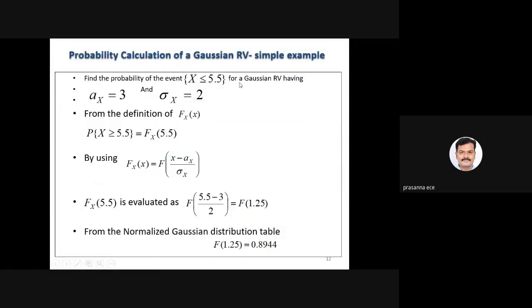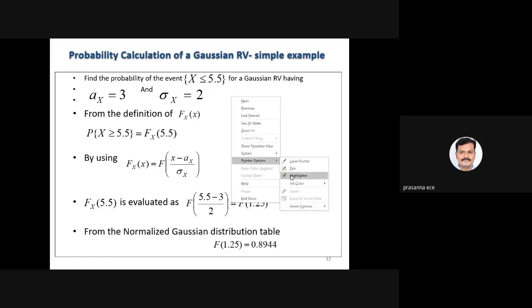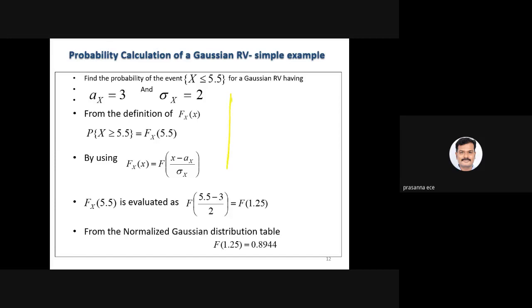Now we have a simple example. It asks us to find the probability of the event X less than or equal to 5.5 for a Gaussian random variable having a_X equal to 3 and sigma_X equal to 2. So we have a general Gaussian random variable. How does the function look? Can you visualize such a Gaussian random variable? How does the density function look?